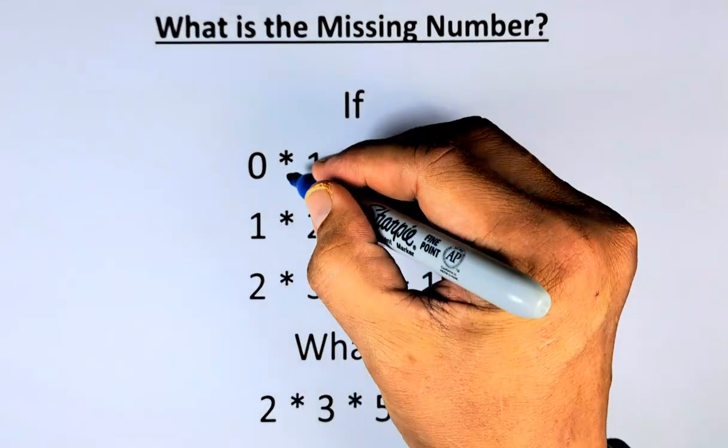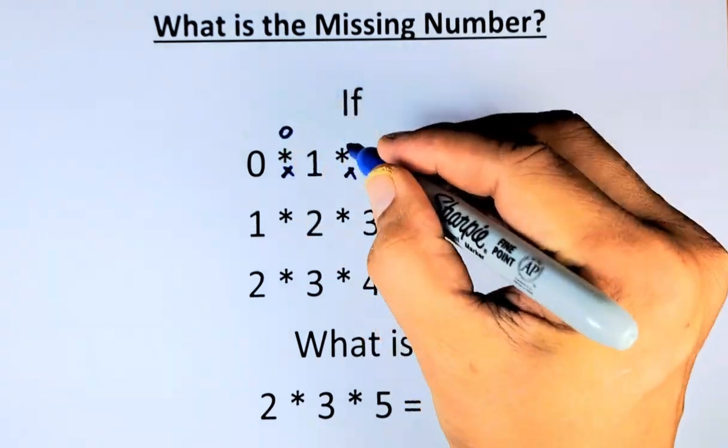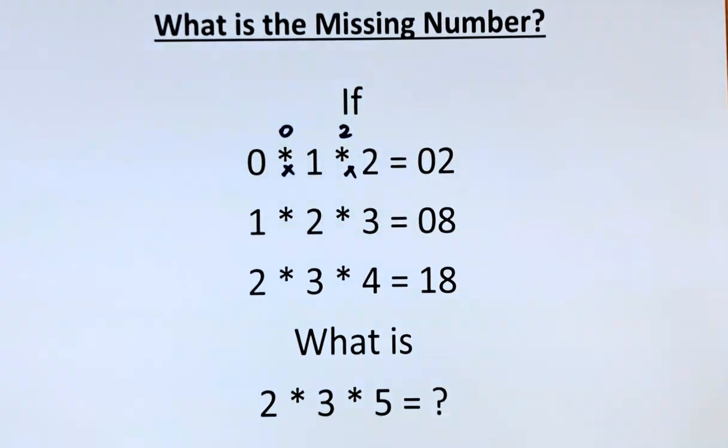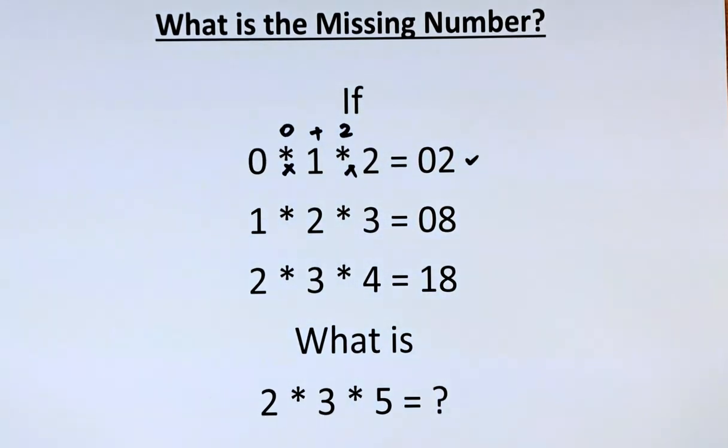You know that star in math means multiply. So we're going to do 0 times 1, which is 0. 1 times 2 is 2, and what you're going to do next is add the two numbers, 0 plus 2, and that will give you 2.